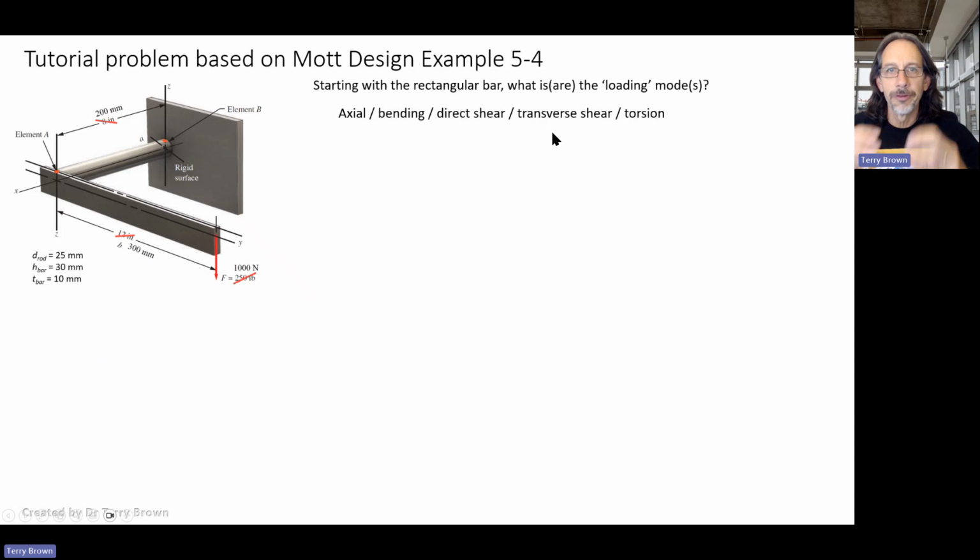Transverse shear comes about from bending, right? So some books, including the Mott textbook, refer to this shear as shear due to bending, okay, which is really what it is. But the Hibbler textbook and I think maybe the Beer and Johnson textbook, another common one for mechanics of materials, talk about transverse shear. Right? And then torsion is your twisting loading.